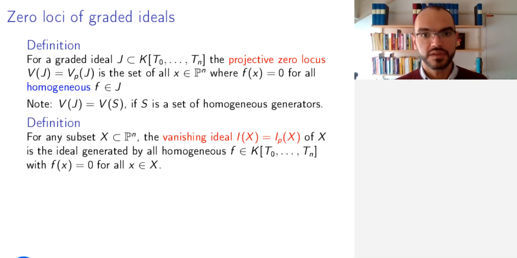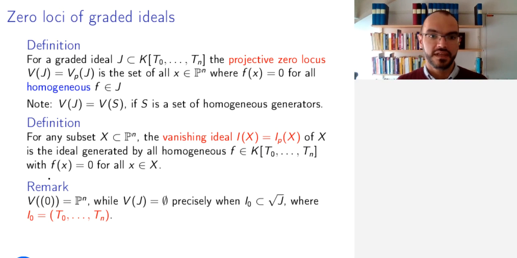In the other direction, we want to associate some ideal to a given set. So for any subset X in projective N space, the vanishing ideal, which again we denote by I of X, or I_P of X if we need to make precise that this is in the projective setting, is the ideal generated by all the homogeneous polynomials vanishing at every point in X. We have to require homogeneous in order for this to be well defined. But in particular, this implies that this I of X is a graded ideal.